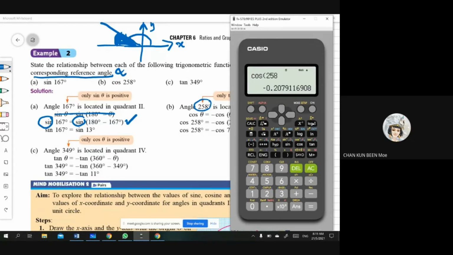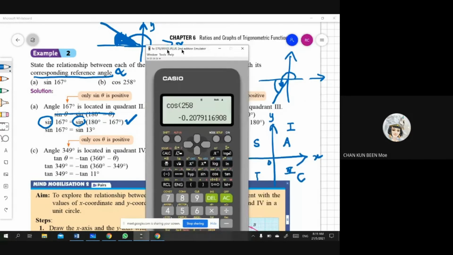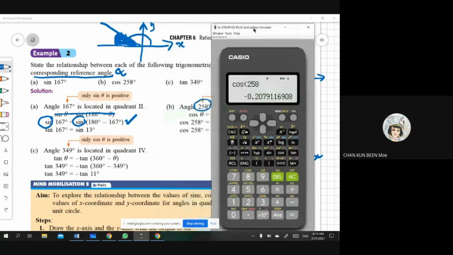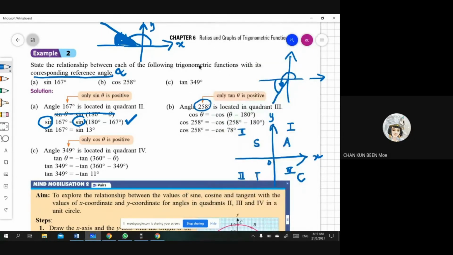Okay, now besides cos 258, it's negative cos 78, right? So I'm going to press negative cos 78. Are they the same? The value is the same, right? Okay, so you just remember there is a relationship between the trigonometric ratios in the quadrants. Okay, now we look at the last one.